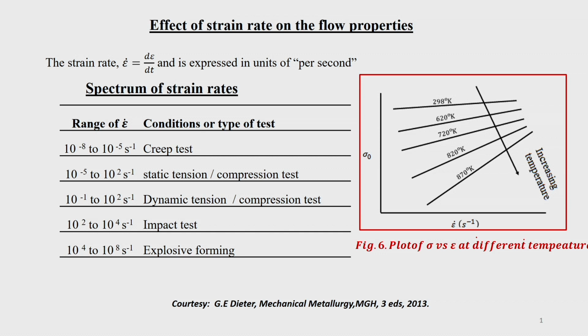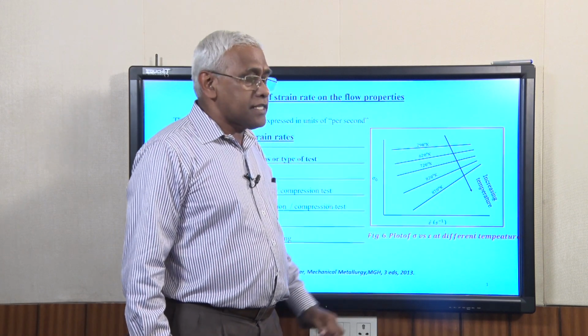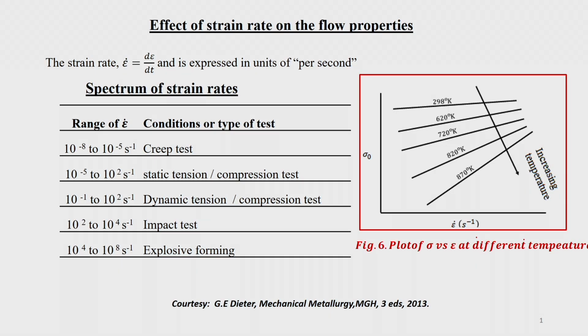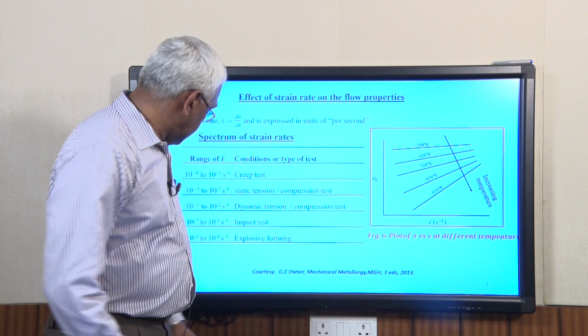For example, at room temperature, you will find that the strain rate dependency of the flow stress is very small, so your strain rate sensitivity will be very low here. But at elevated temperature you will find that the slope of these curves is changing. When the slope is changing, at a higher temperature the strain rate has a higher impact on the flow stress. So, this is how the variation of the flow stress will be with increasing temperature.